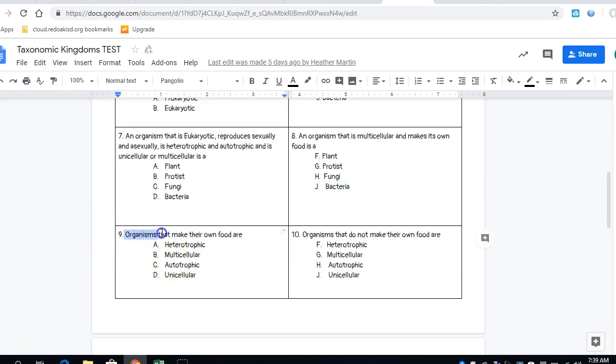Number 9, organisms that make their own food are A, heterotrophic, B, multicellular, C, autotrophic, D, unicellular. Question 10, organisms that do not make their own food are F, heterotrophic, G, multicellular, H, autotrophic, J, unicellular.